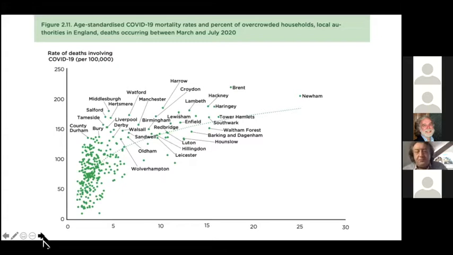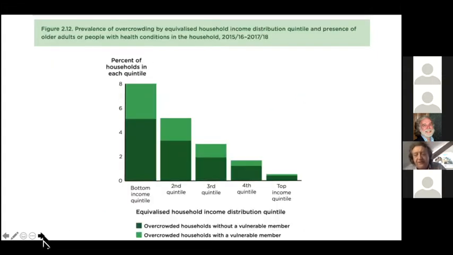This graph is really plotting the percentage of households that are overcrowded in particular neighborhoods with the COVID death rate. And we can see once we start to get into a reasonable percentage of overcrowded households, we can start to see that association. And for those of you who are familiar with the UK, you'll realize the names of these places are also places with high BME populations within them. So, high levels of overcrowding in those areas.